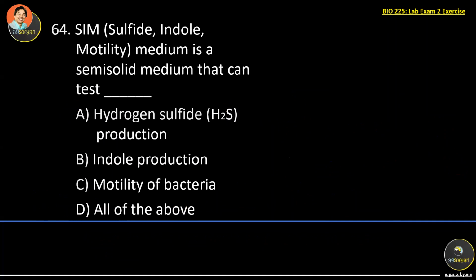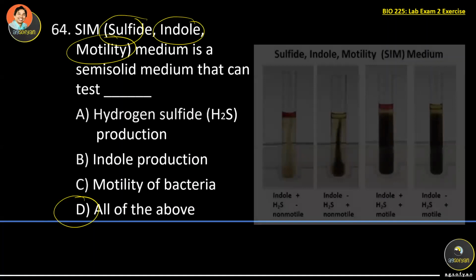SIM, sulfide indole motility medium, is a semi-solid medium that can test for what? This is another test, a continuing test. Hydrogen sulfide production, indole production, motility of bacteria, or D, all of the above. The name is telling you it tests for sulfide, indole, and motility, or movement of bacteria. So the answer will be all of the above.